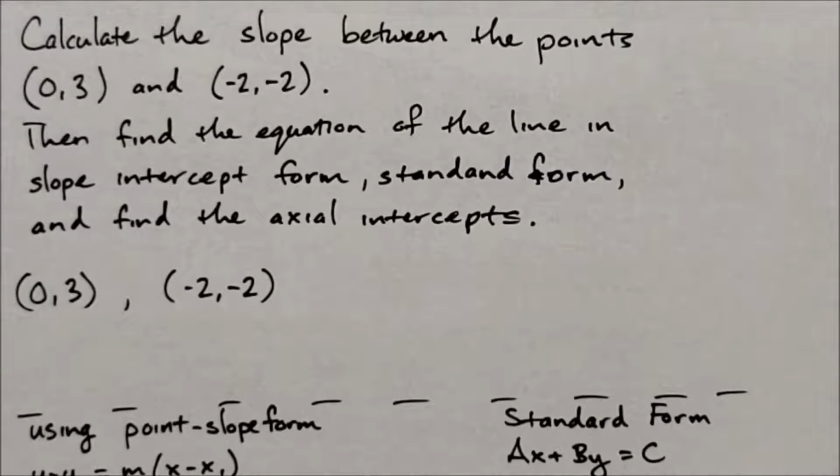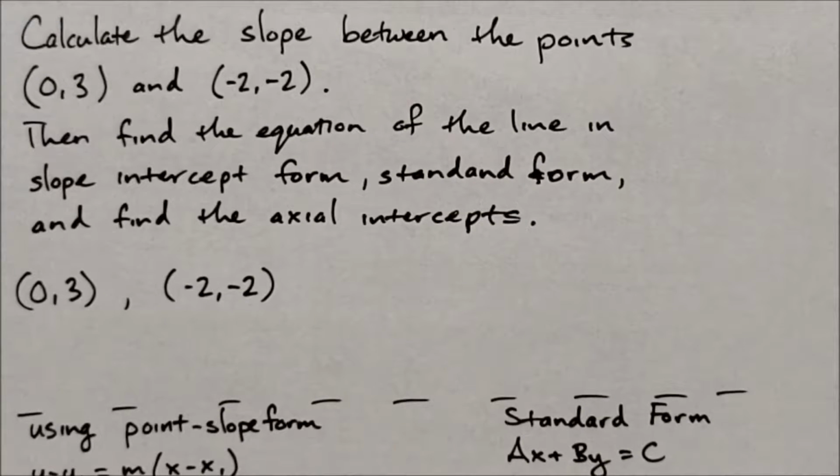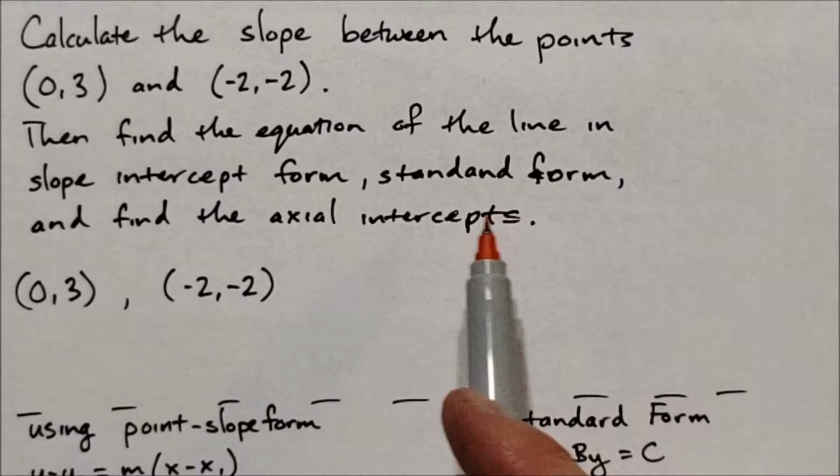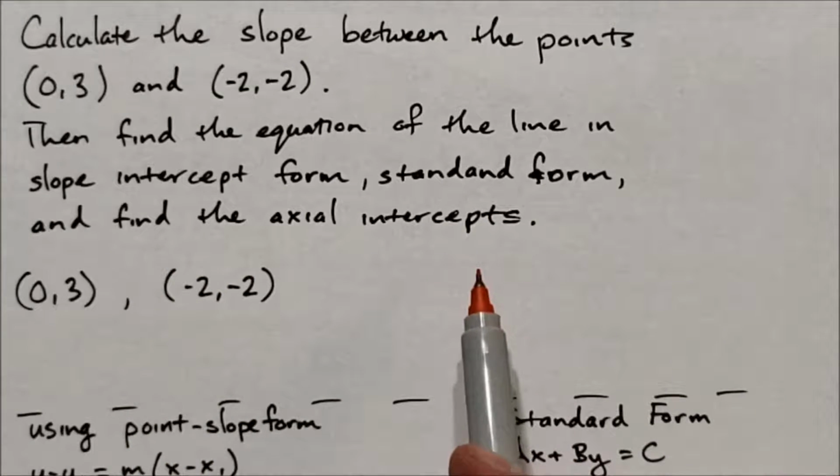We want to calculate the slope between the points (0, 3) and (-2, -2). Then we're going to find the equation of the line in slope-intercept form, standard form, and find the axial intercepts.